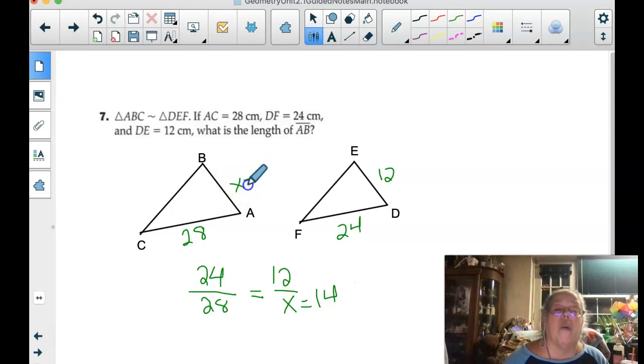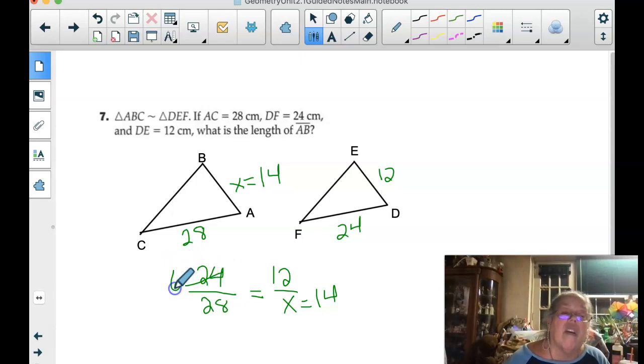Okay, so X equals 14. We did that in a sneaky way, and it's totally fine. Or we could have reduced it. How many times does 4 go into 24? 6. Into 28, it goes 7. But that's more complicated, so you don't even have to do it that way.